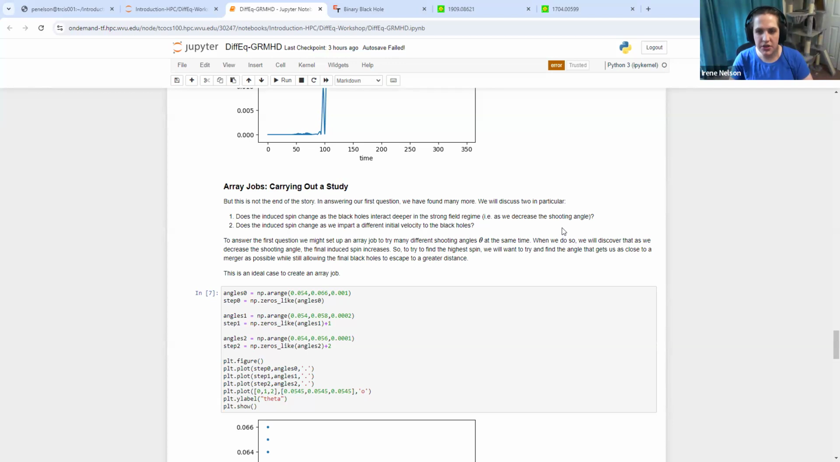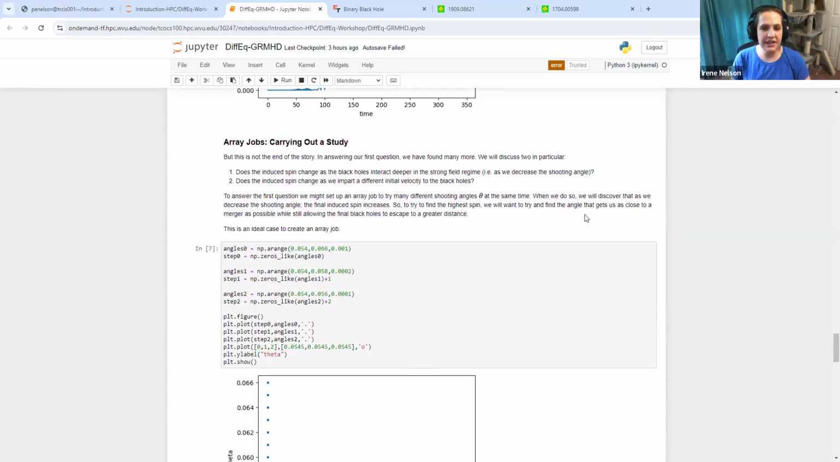The two most interesting ones in particular are probably: does this induced spin change as the black holes interact deeper in the strong field regime, that is, as we decrease the shooting angle? And also, does the induced spin change as we impart a different initial velocity to the black holes? In order to examine this, we find a very nice use case for the array job functionality in Slurm. So we'll demonstrate that real quick.